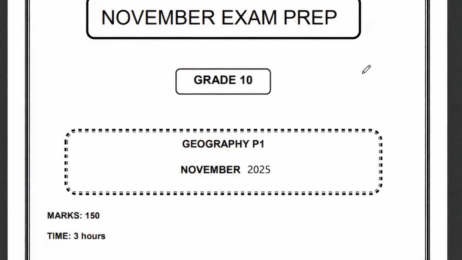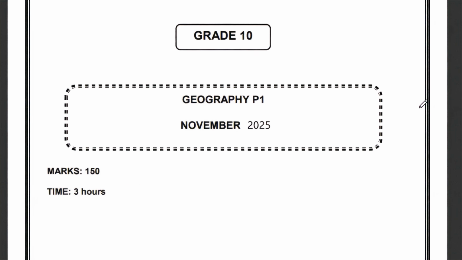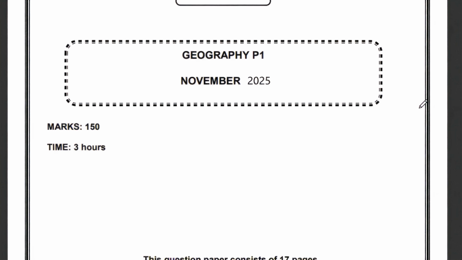What is going to happen is we're going to go through our assembled paper that we are going to be discussing, highlight the questions, discuss them and give the possible responses.